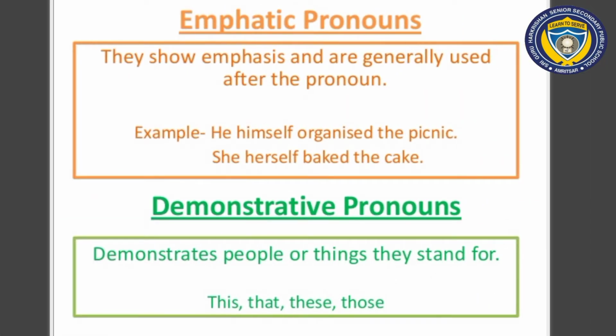Now, emphatic pronoun. They show emphasis and are generally used after the pronoun. Example, he himself organized the picnic. So, himself here is the emphatic pronoun. She herself baked the cake. So, herself here is an emphatic pronoun. Demonstrative pronoun. Demonstrative pronouns stand for people or things; they are this, that, these, those. So what are demonstrative pronouns? They show demonstration for things and people.